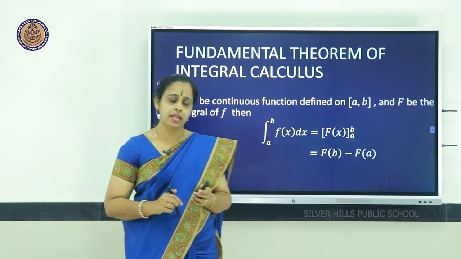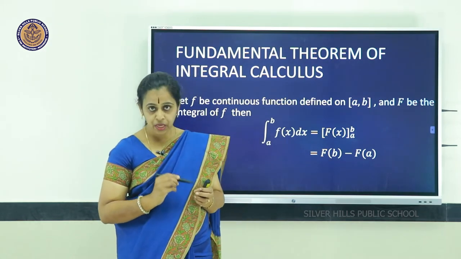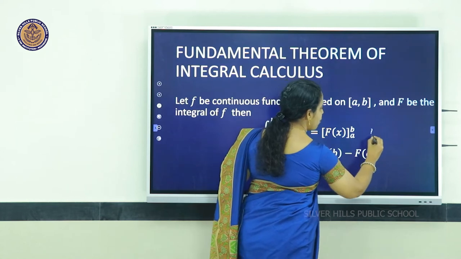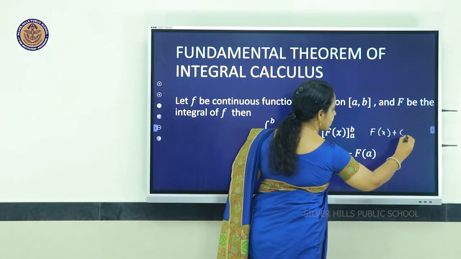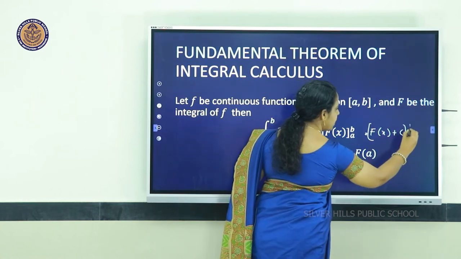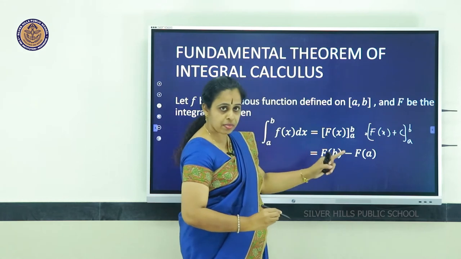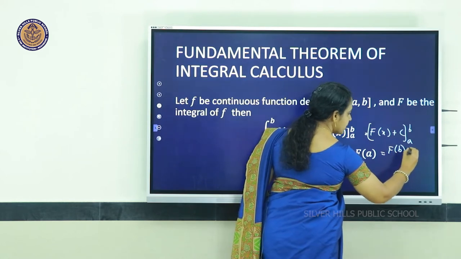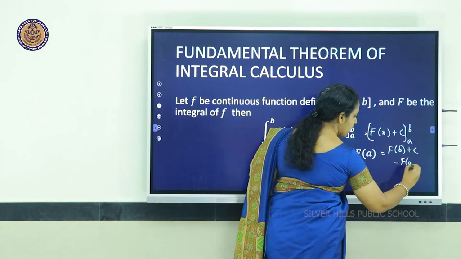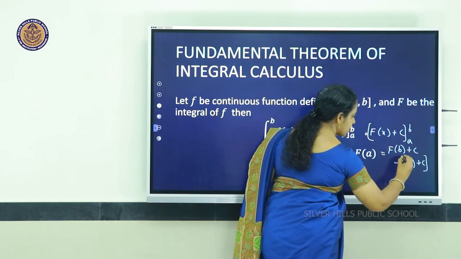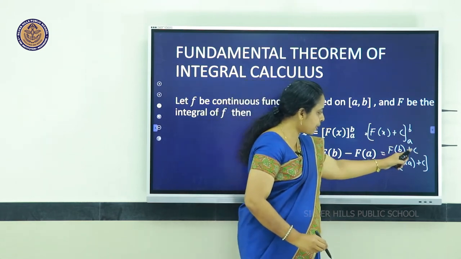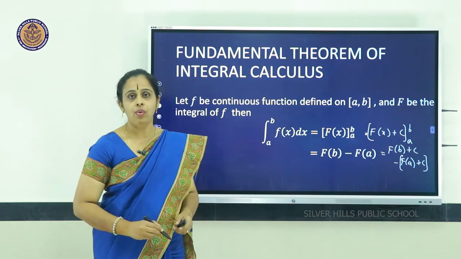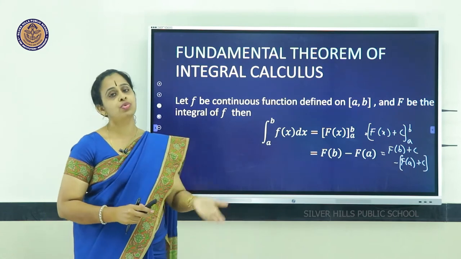When we do a definite integral, there is no need of a constant, because after integration, if you put the constant, it will become F of x plus capital C under the limits b and a. When you give the upper limit and lower limit respectively, you will get F of b plus c minus F of a plus c. When you open the bracket, this plus c and minus c will get cancelled. You will get F of b minus F of a. Now, using this theorem, let us do some sums.